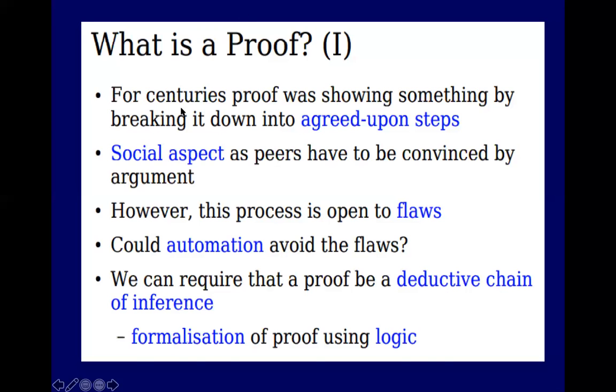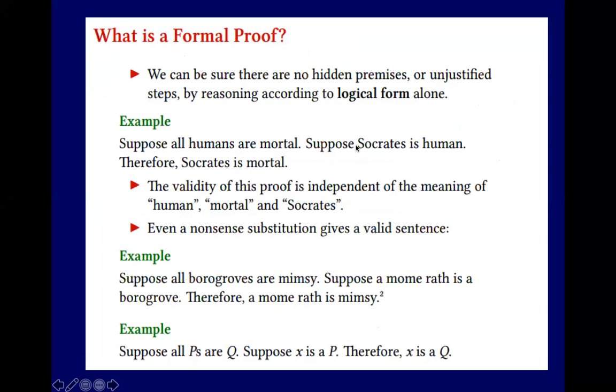Now, what is formal logic? We can be sure that there are no hidden premises or unjustified steps by reasoning according to logical formulas. Like, all humans are mortal. Suppose Socrates is a human, therefore Socrates is mortal. So the validity of this proof is independent of the meaning of human or mortal.